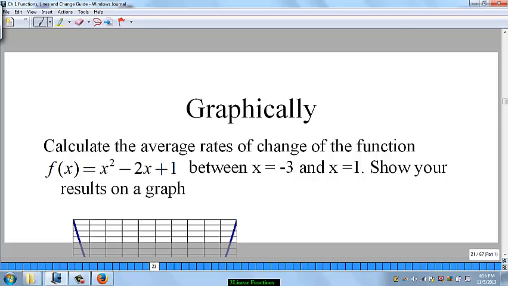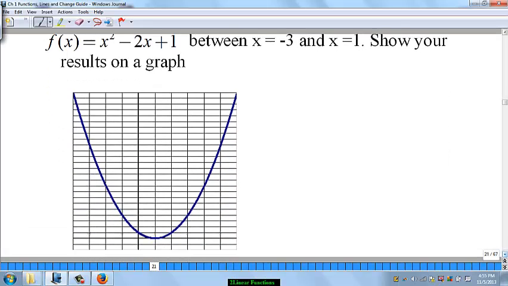And for the last one I want to show you, I want to find the rate of change between negative 3 and 1. So here's 0, here's negative 3 right here. So the point here is negative 3, 16, because it's way up here. If you can see it. And the next one is going to be 1, 0. Sorry, 1, 0's right here. If I actually draw the line there, I'm looking for that average rate of change. It looks like it's a negative slope.